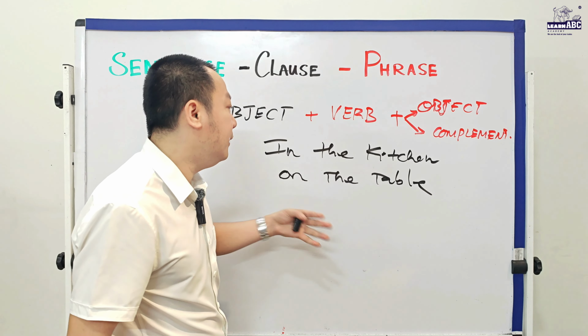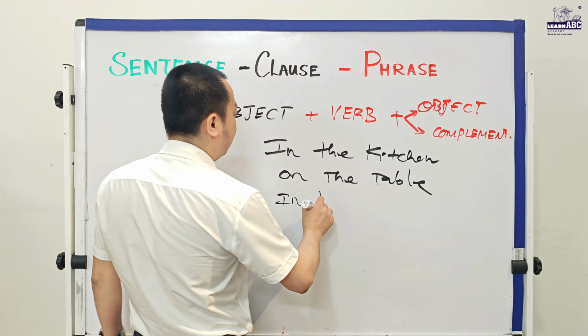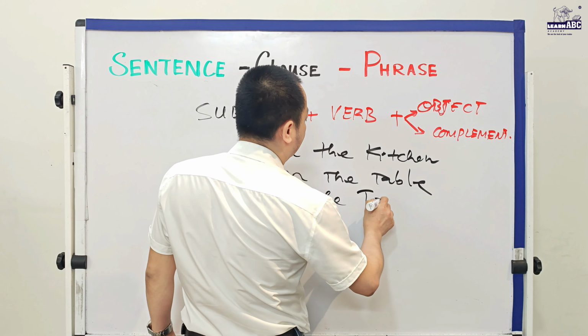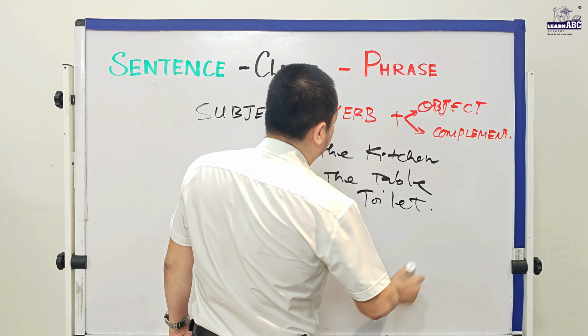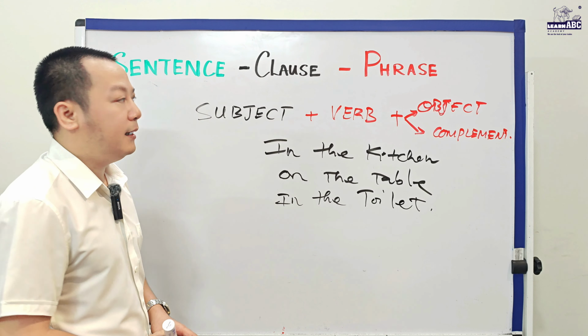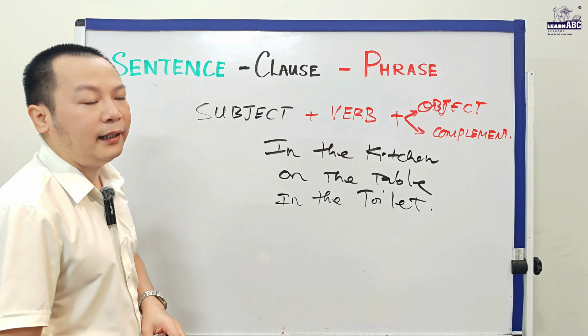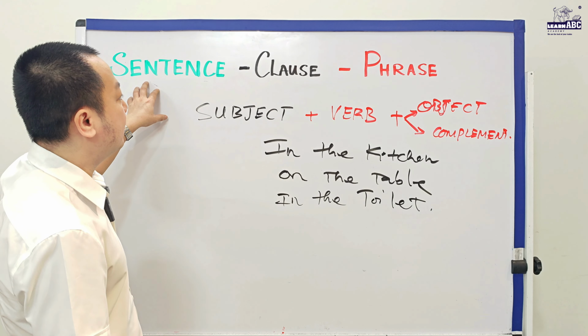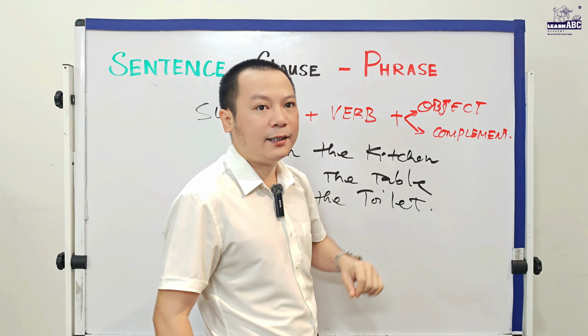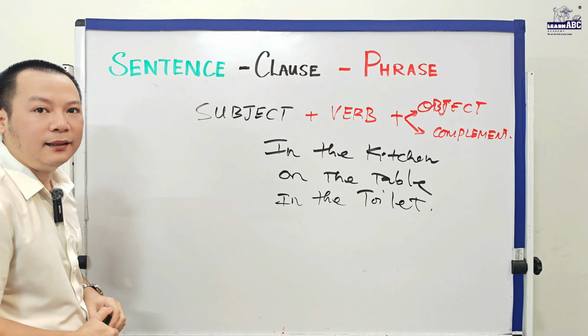So we call it a phrase. Phrase, simple like that. In the toilet. So now I think you can understand very easily. You can clarify very easily what a sentence is, what a clause is, and what a phrase is. I hope you understand. Thank you so much.